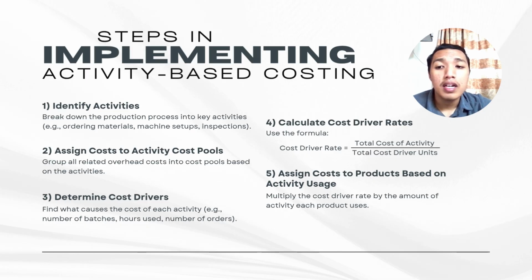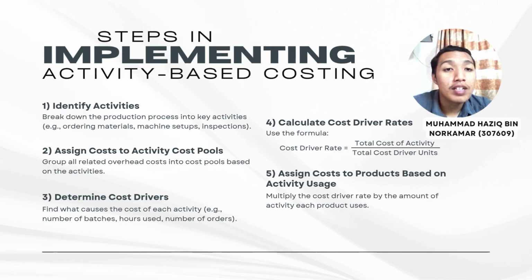For example, number of batches, hours used, and number of orders. Calculate cost driver rates using the formula: cost driver rate equals total cost of activity divided by total cost driver units. Fifth, assign cost to products based on activity usage. Multiply the cost driver rate by the amount of activity each product uses.